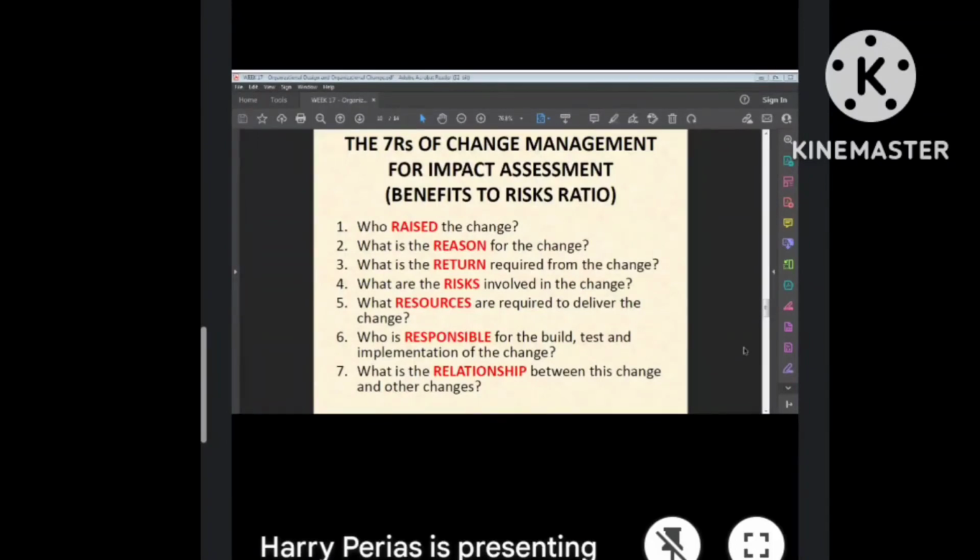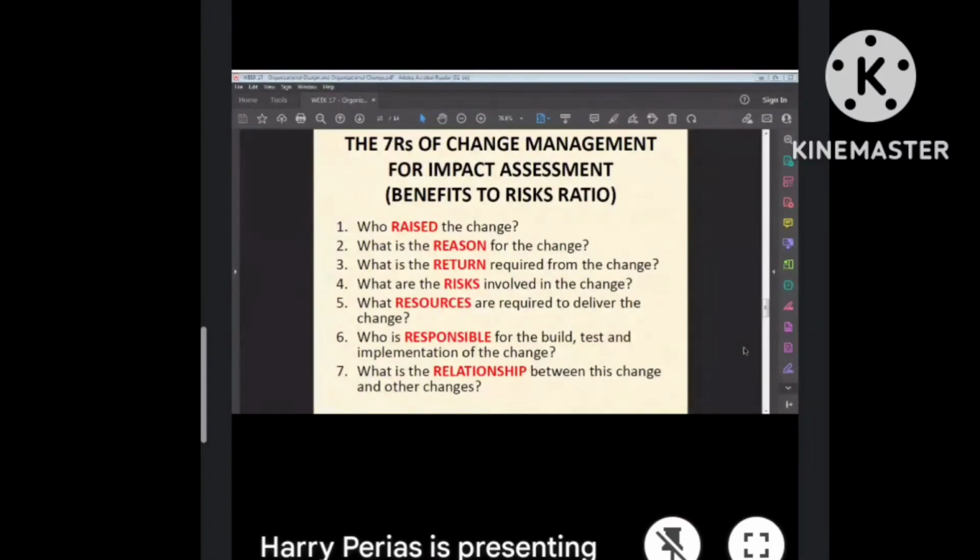So, as a change manager, kailangan tinatanong natin itong basic 7 questions na ito aside from all the other questions na dapat pang itanong, okay? So, who raised the change? What is the reason for the change? What is the return required from the change? What are the risks involved in the change? What resources are required to deliver the change? Who is responsible for the build, test, and implementation of the change? And what is the relationship between this change and other changes?